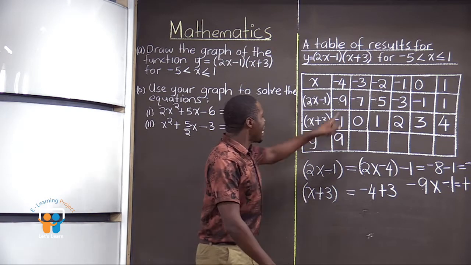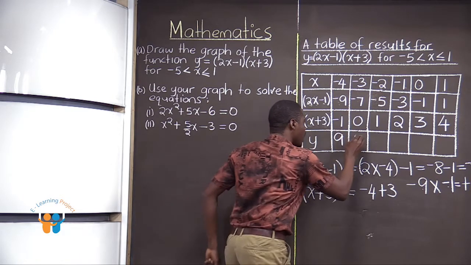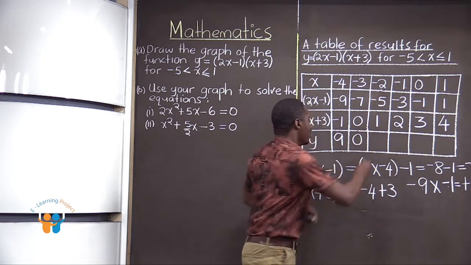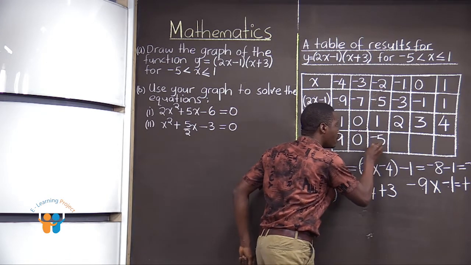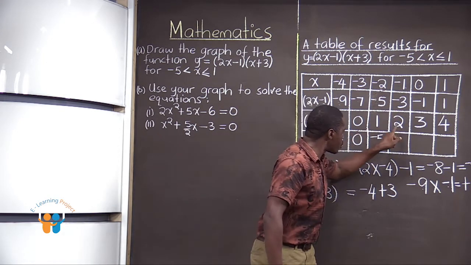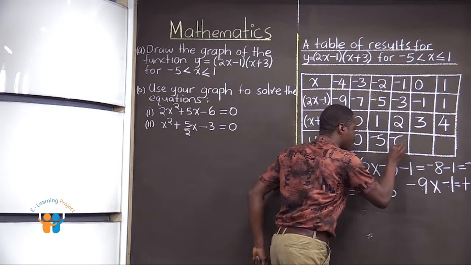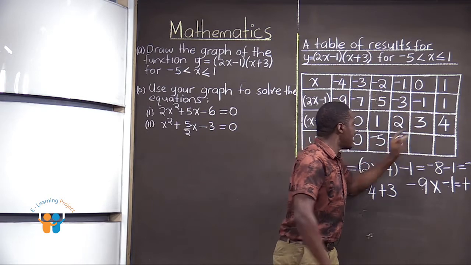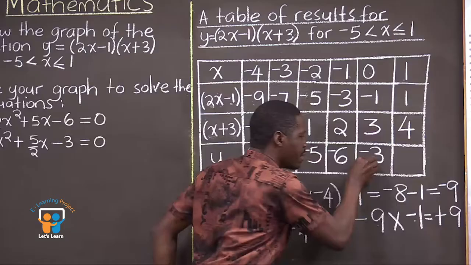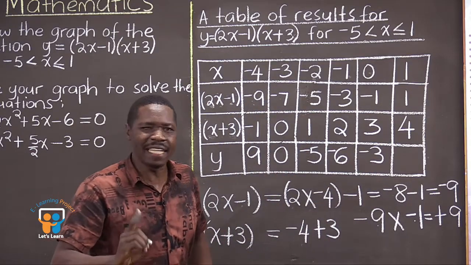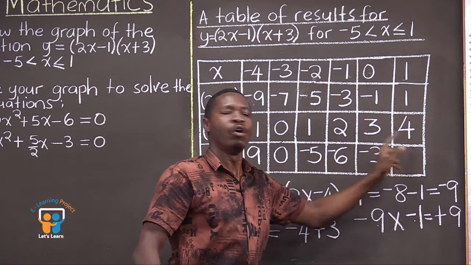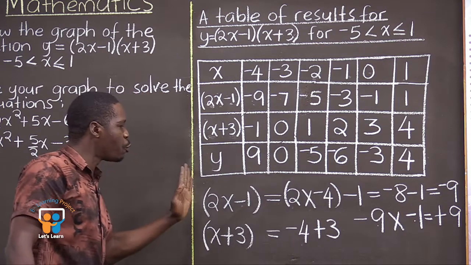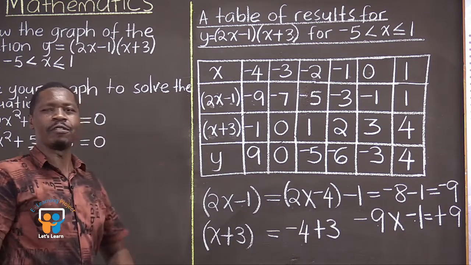Now, negative 7 times 0, you get your 0. Negative 5 times 1, you get your negative 5. Negative 3 times 2, you get your negative 6. Are we together? Negative 1 times 3 gives you a negative 3. And lastly, 1 times 4 gives you a 4. We are now through with our table of results.